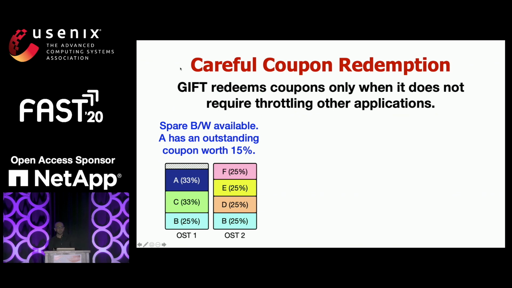In this example, we have two OSTs. OST1 has 3 applications, and OST2 has 4 applications. And B is doing I/O on both of the OSTs. So clearly, B is bottlenecked by OST2, and it receives only 25% of the bandwidth on OST2. This means we can give it 25% of the bandwidth on OST1. And applications A and C have their fair share allocation of 33%. This leaves a bandwidth gap of about 8% on OST1.